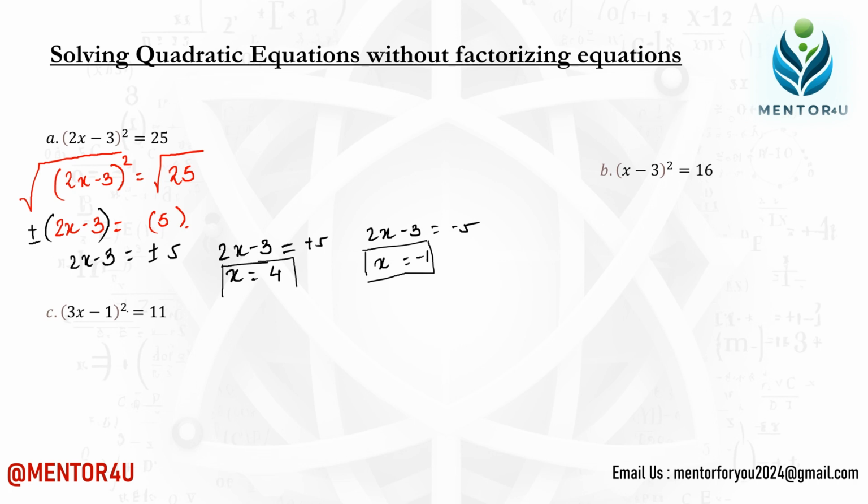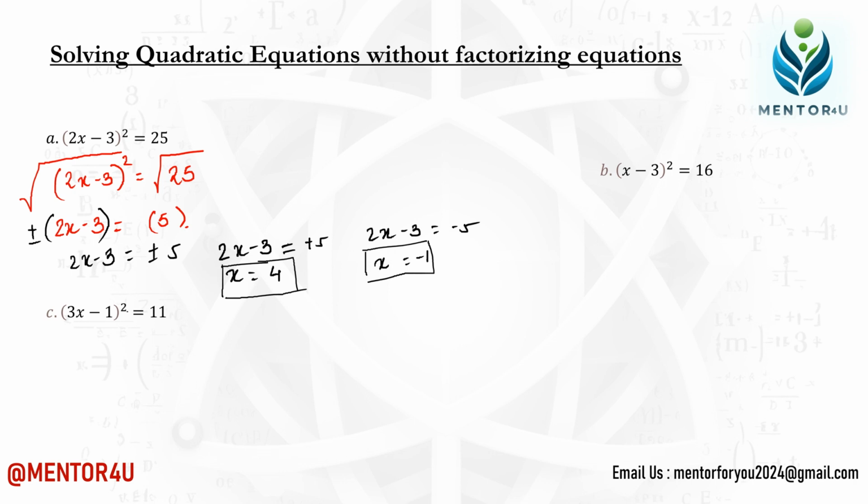You can also try a different approach here. What you can do is open that complete square, open the brackets on the left-hand side. First you square it, then you will have a quadratic equation. You compare that quadratic equation with 25, you make it 0. Then you go for factorization. You will get the same values of x as 4 and minus 1.